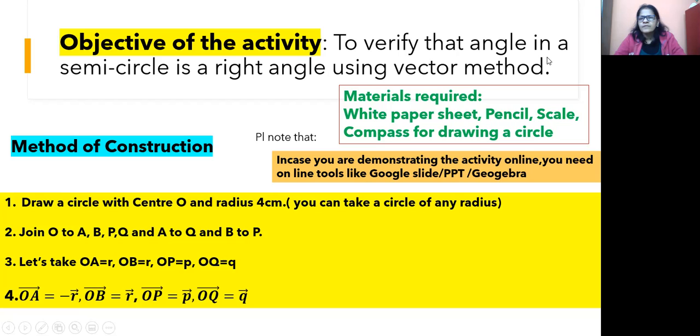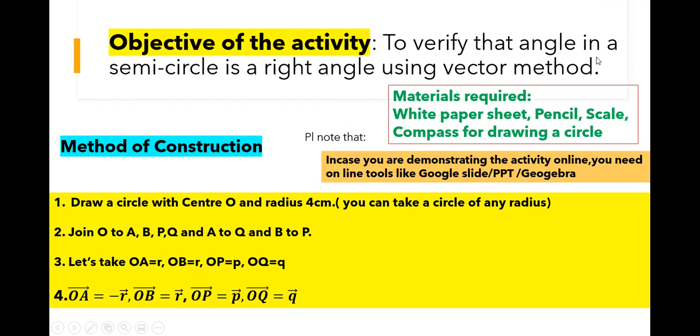Okay, so here you can see the objective of the activity is to verify that an angle in a semicircle is a right angle using vector method. And for this we need what? In case you are demonstrating this offline, you can use a white paper sheet, pencil, scale, and compass for drawing a circle.